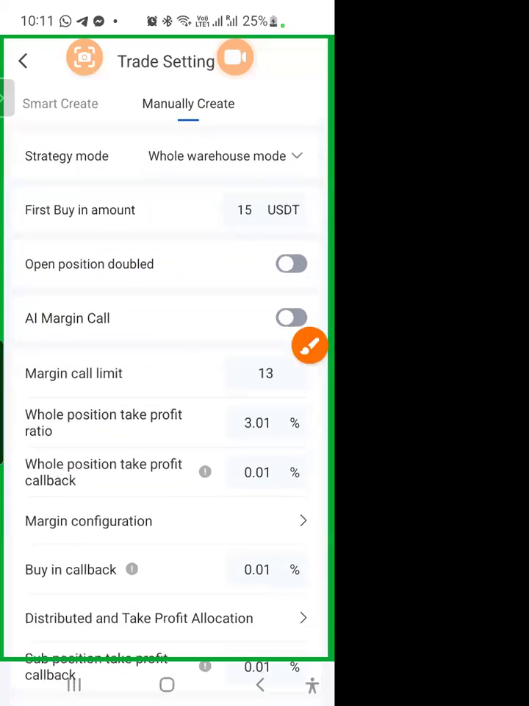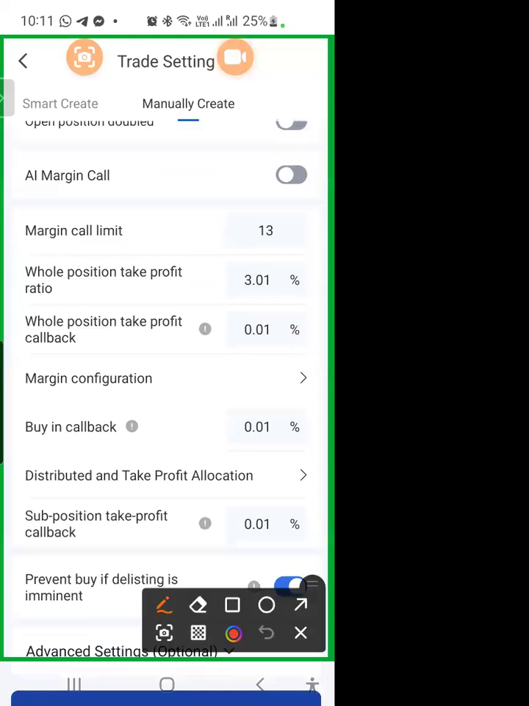Where do you allocate it from? You allocate it from here at distributed and take profit allocation. That's why when you set for margin calls and click here at distributed and take profit allocation, you'll find nothing.